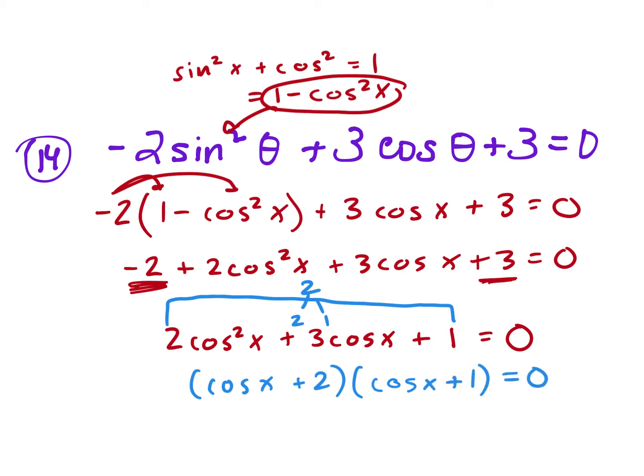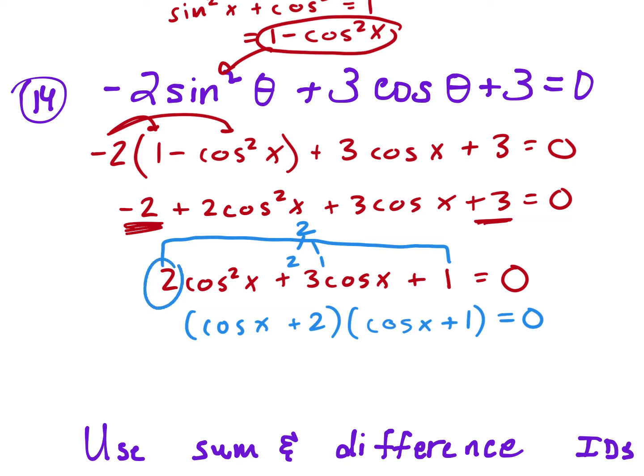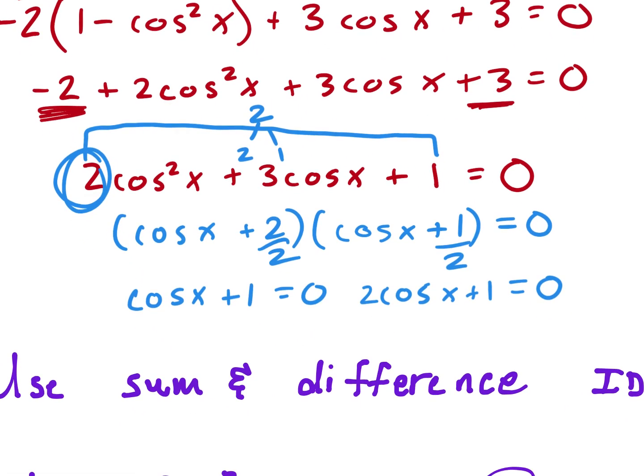What do I have to do next? Divide by 2. Since I started by multiplying, don't forget to divide. So cosine of x plus 1 is equal to 0, and 2 cosine plus 1 is equal to 0. I need to solve both of these for cosine. So subtract 1, so I get cosine of x is equal to -1. Cosine of x is equal to -1/2.